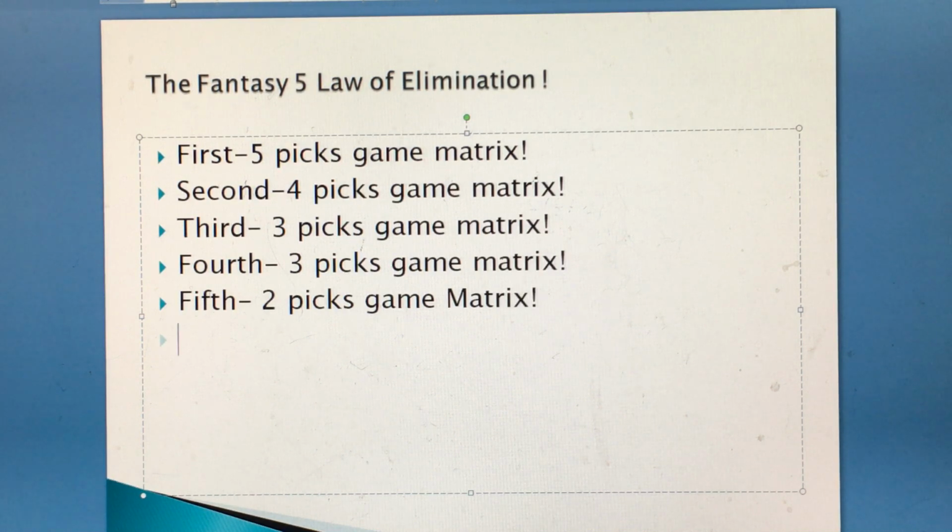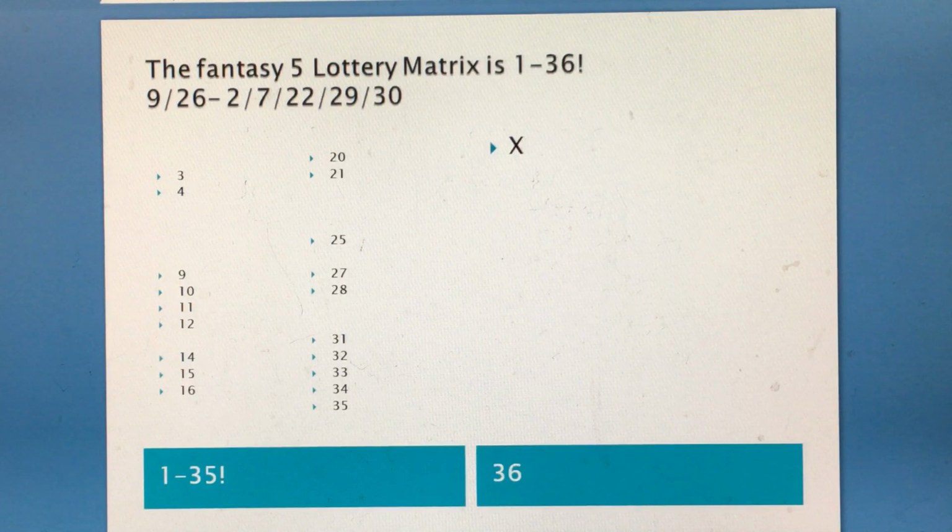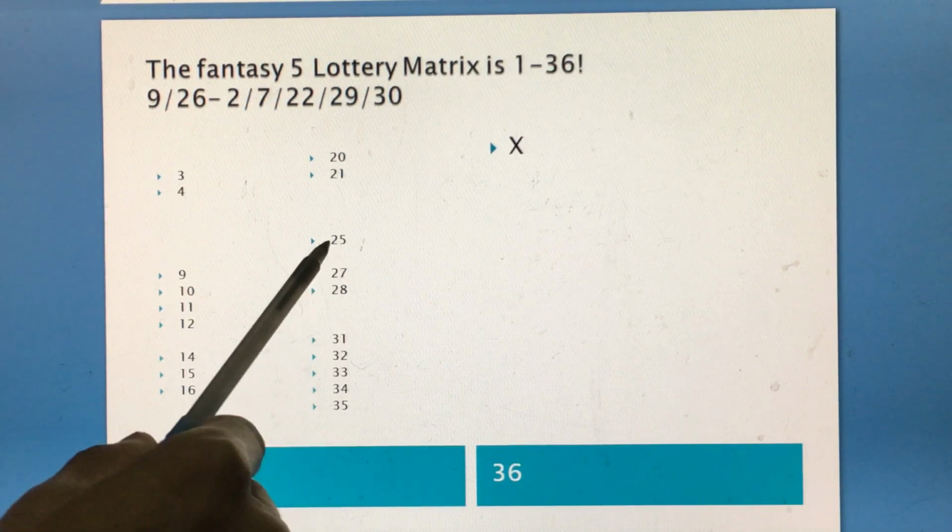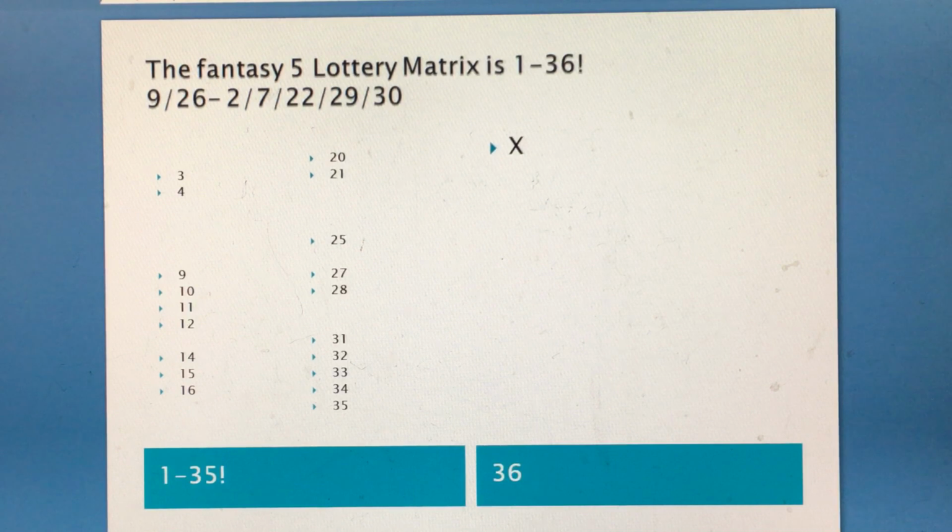Now, since it's 5.2, just to be safe, you can do one more draw. Why? Let's count how many combinations are left over. 1, 2, 3, 4, 5, 6, 7, 8, 9, 10, 11, 12, 13, 14, 15, 16, 17, 18, 19 combinations are left over. There's more than half of the matrix. So you might want to do one more draw.